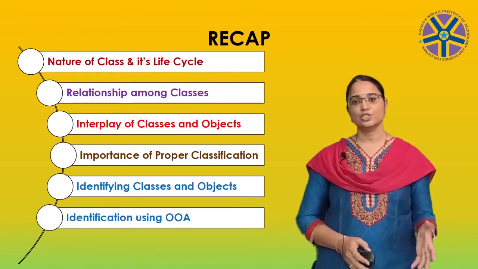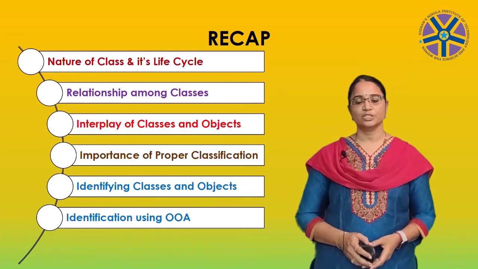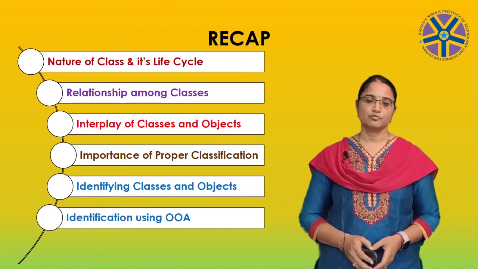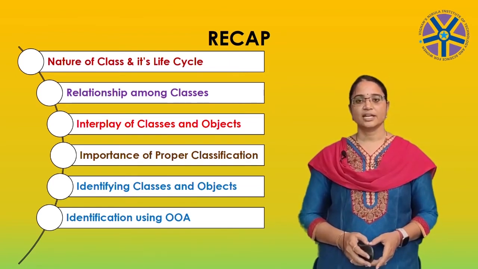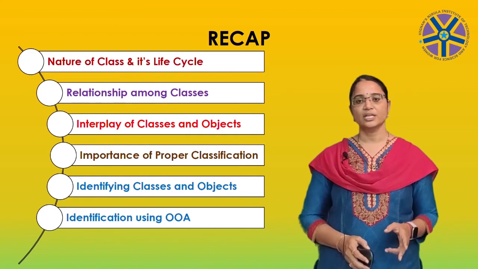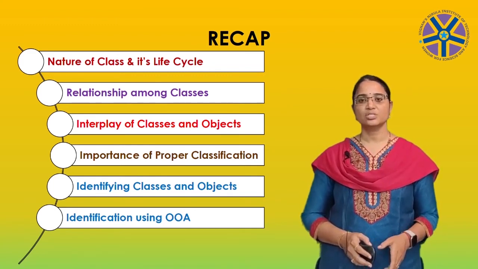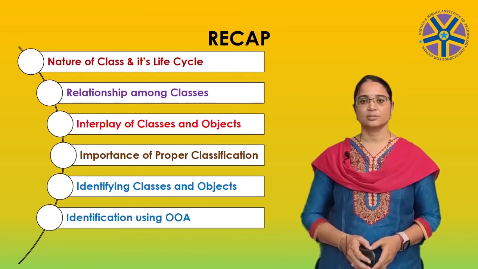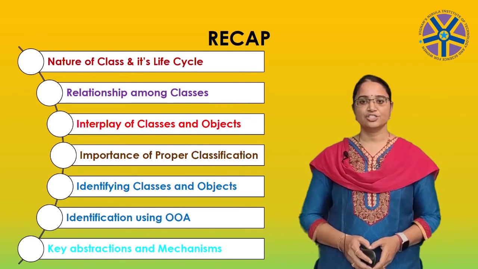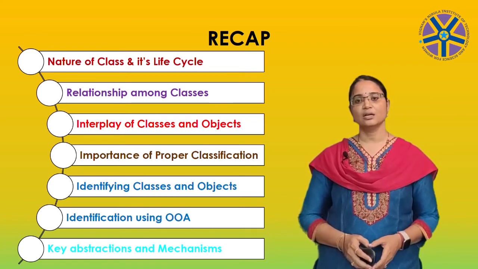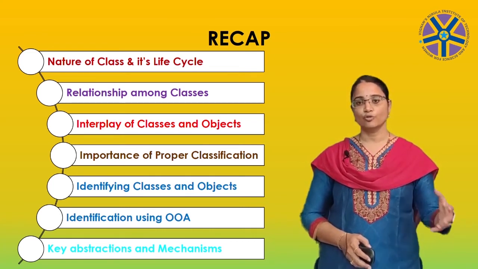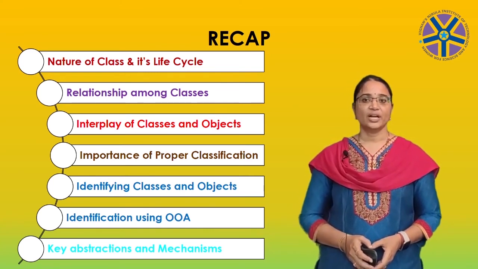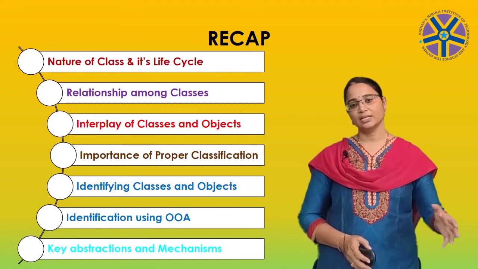And coming to the next one, how you identify the classes and objects by using object-oriented analysis. Here we have seen 6 approaches. First one is classical approach, second one is behavioral analysis, third one is domain analysis, fourth one is use case analysis, fifth one is CRC cards, and sixth one is structured analysis. And next we have seen the key abstractions and mechanisms. In this we have seen how to identify the key abstractions, how to find the key abstractions. And in this unit we have entirely covered the objects and classes.